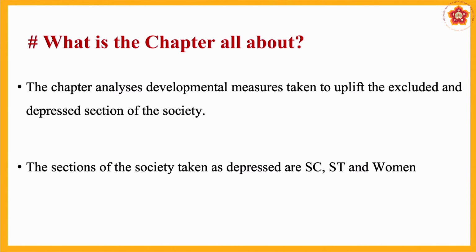This chapter analyzes developmental measures taken to uplift the excluded and depressed sections of the society. And the section of the society taken here as who are the depressed classes? We used this term depressed, we used it for SC, that is scheduled caste, scheduled tribe and women.